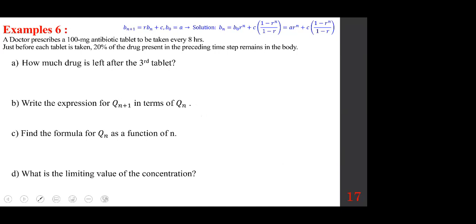A doctor prescribes a 100 milligram antibiotic tablet to be taken every 8 hours. Just before each tablet is taken, 20% of the drug present in the preceding time step remains in the body. How much drug is left after the third tablet? Write the expression for Q sub n plus 1 in terms of Q sub n. Find the formula for Q sub n as a function of n. What is the limiting value of the concentration?